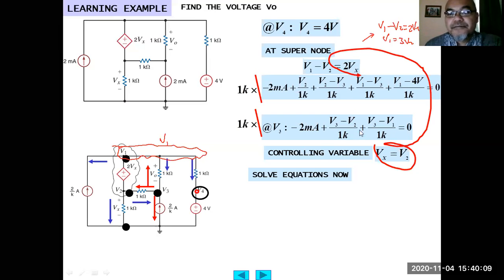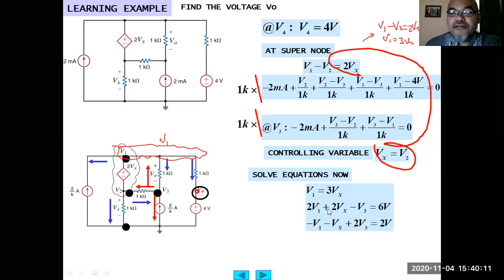Then eventually we obtain with this one, V1 equals 3Vx, or 3V2, basically the same, V2 equals Vx here. So V1 equals 3Vx. Then from this equation we obtain 2V1 plus 2Vx minus V3 equals 6 volt. And from this equation we obtain minus V1 minus Vx plus 2V3 equals 2 volt.